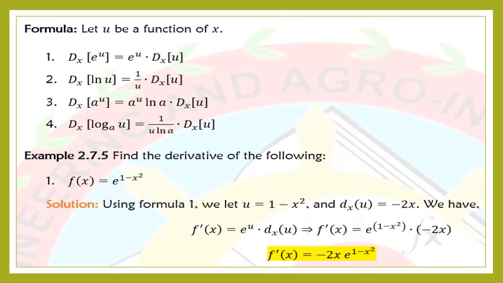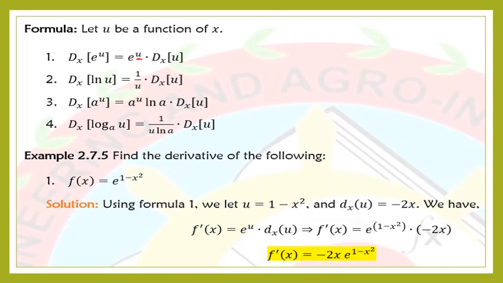Okay, so may formula din tayo dito. Let u be a function of x. So, ang derivative ni e to the power of u is equal to e to the power of u times yung derivative ni u. Katulad doon sa inverse trigonometric function, diba? Okay. So, pero doon sa previous theorem, ang derivative ni e to the power of x is e to the power of x. Pag tinanong sa inyo, what is the derivative of e to the power of x? Ang sasagot ninyo lang, e to the power of x. Kung tinanong, what is the derivative of ln of x? Ang isasagot ninyo lang, derivative of ln of x is 1 over x.